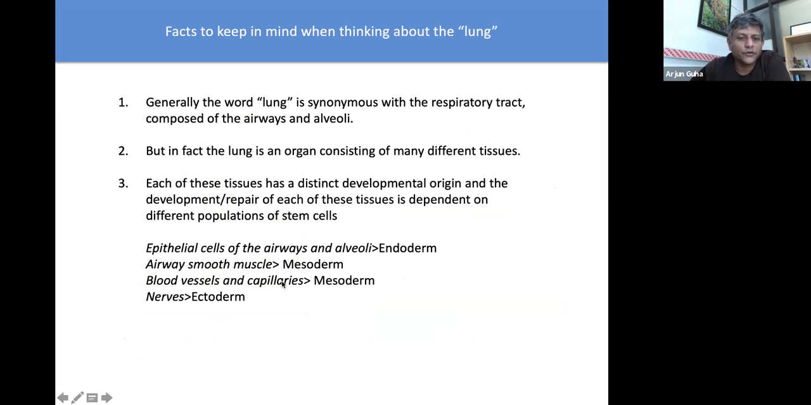Except for just pointing out to you that the epithelial cells of the airways and the alveoli are endodermally derived, meaning from the endoderm. The airway smooth muscle is mesodermally derived. The blood vessels and capillaries are also mesodermally derived. All of the immune cells that exist in the lung, which help the lung cope with infectious agents that are inhaled, for example, are also all mesodermally derived. And the nerves that are regulating the breathing activity of the lung are ectodermally derived. So just to set in mind what the entire organ is all about.